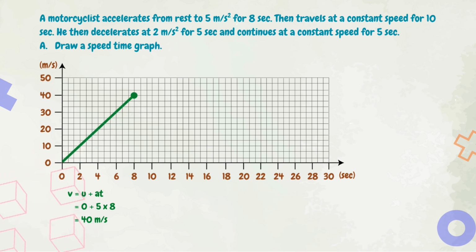The second statement says that he then travels at a constant speed for 10 seconds. Constant speed has a horizontal line on the speed time graph. Adding 10 seconds to 8 seconds gives 18 seconds, so the flat line goes up to 18.